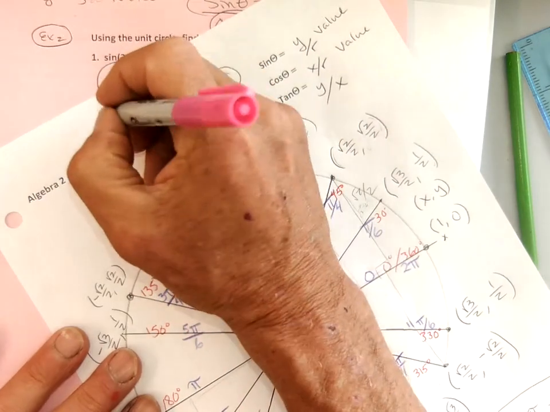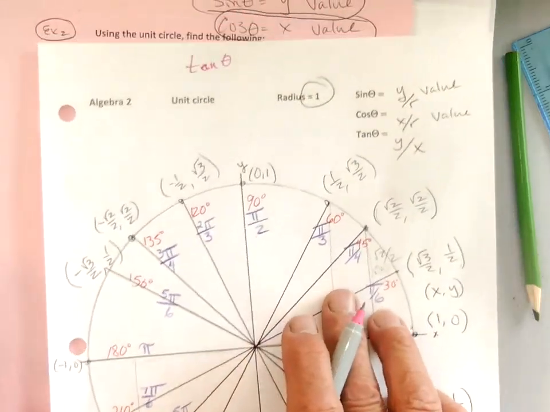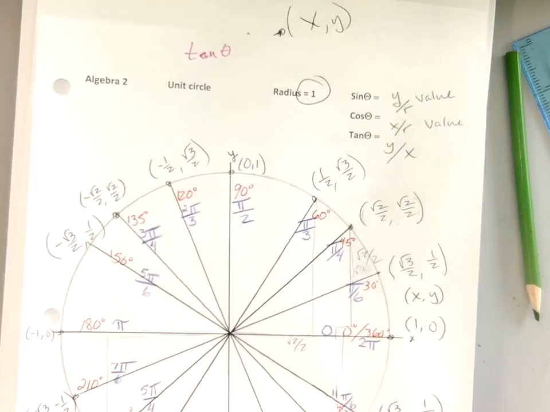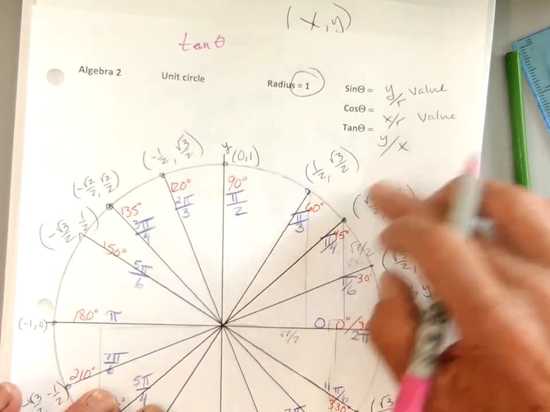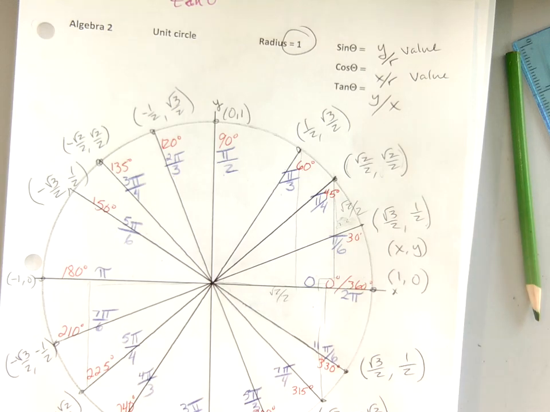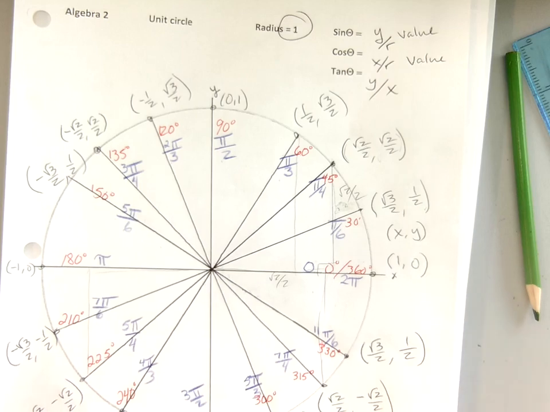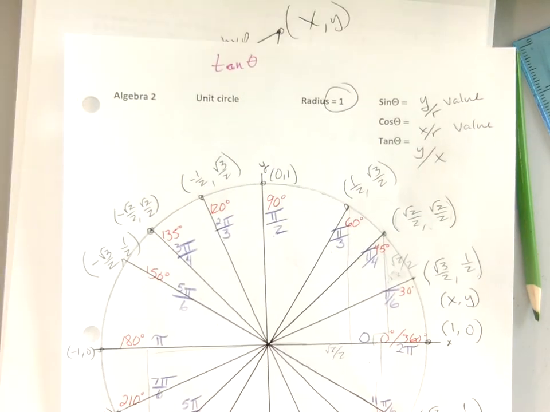So I'm going to put my tangents in pink. I'm going to put my tangent values on my unit circle so I don't have to divide every time, okay? See what I'm trying to do is shortcut this. If I put the tangent values on my unit circle, then I don't have to divide every time. So we'll do the easy ones first, and I'll wait for you. Okay, so I'm going to put my tangent values in pink.